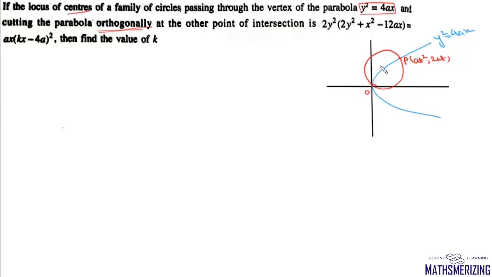So since it is a locus problem, first step is identify the point. So let the center be say H, K. Now it is given that these two curves, they intersect each other orthogonally. So that means angle between their tangents is 90 degrees.